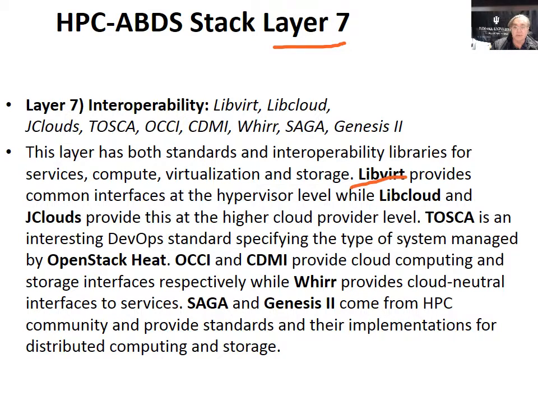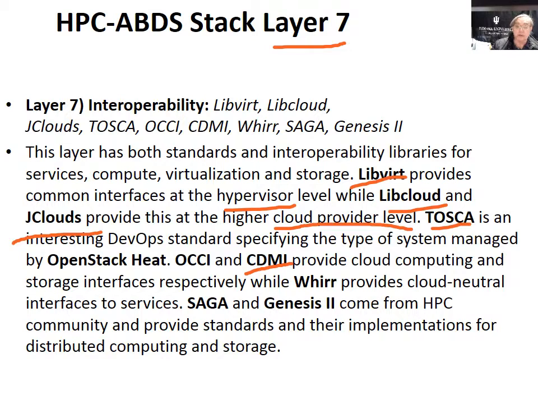We have libvirt, which provides interfaces at the hypervisor level, and libcloud and jclouds at the cloud provider level, where they're doing it programmatically. TOSCA is a pretty interesting standard. It comes from OASIS, a famous standards body. And it actually is sort of specifying the types of capability as a standard, which is done by systems like OpenStack Heat or Juju.